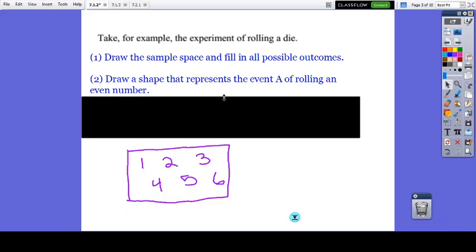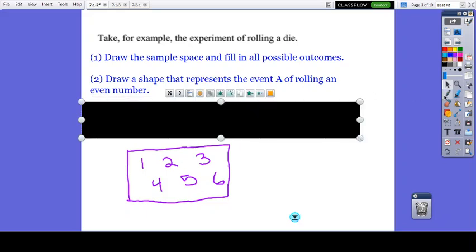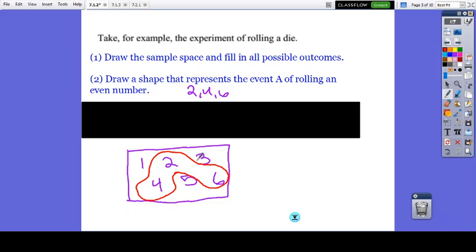If I then draw a shape that represents the event A of rolling an even number, so think about that. If you're rolling an even number, you have a 2, a 4, or a 6. In this case, and this is where it gets kind of crazy, but I did this on purpose, your event A is going to have to be kind of this shape here. So this is my event A. Again, the purple is my sample space S, and are representing what we have there.